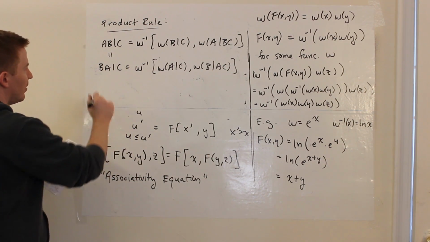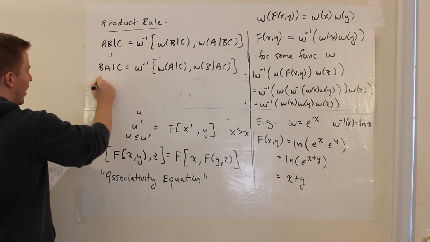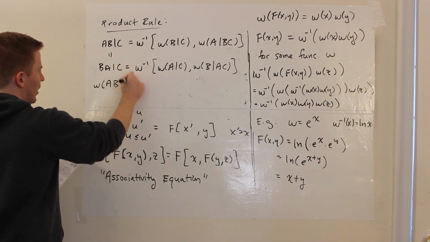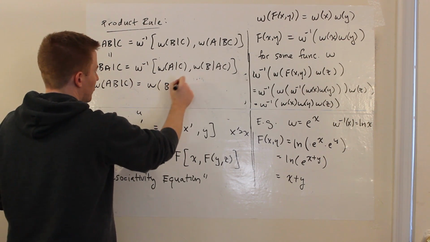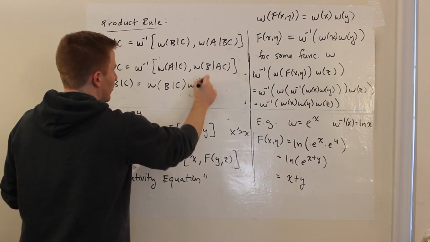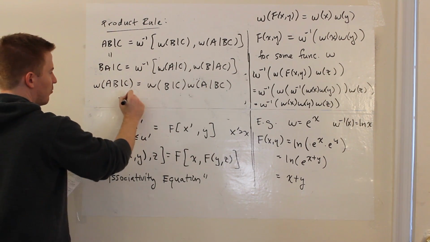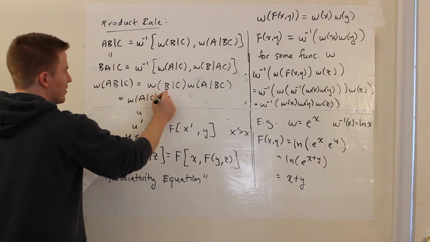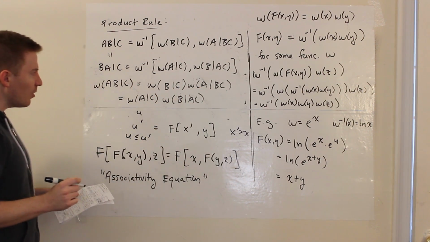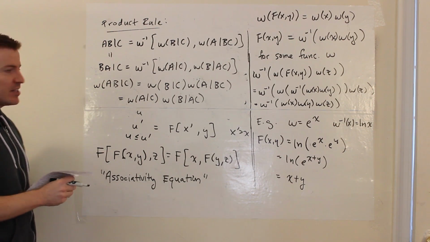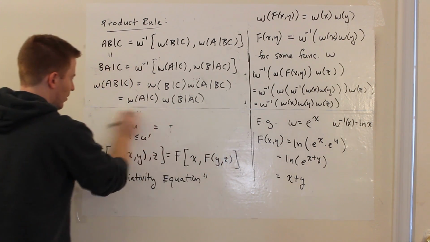So in other words, if we apply the function w to both sides, we'll have w of a, b given c is just what I've written over there, w of b given c, w of a given b and c, but also equal to the second formulation, w of a given c, w of b given a and c. Okay, so this is actually what Jaynes calls the product rule in its first form.